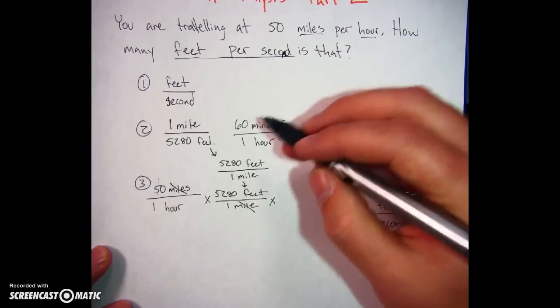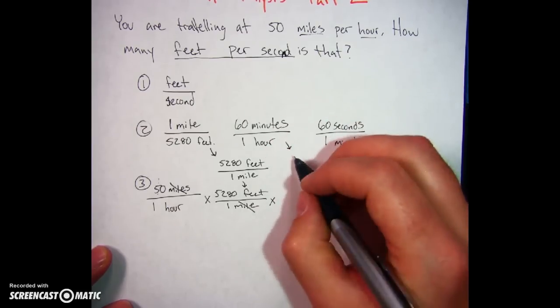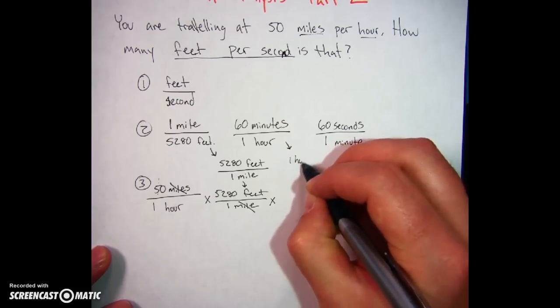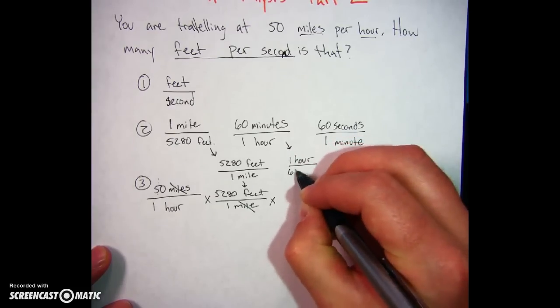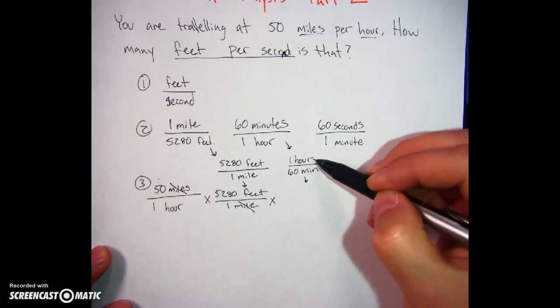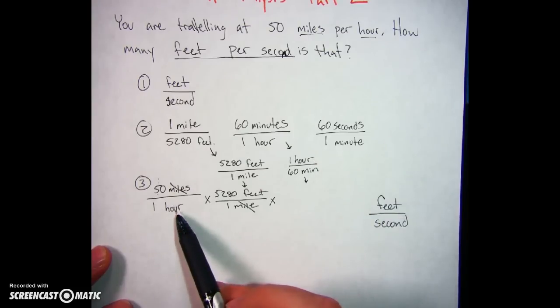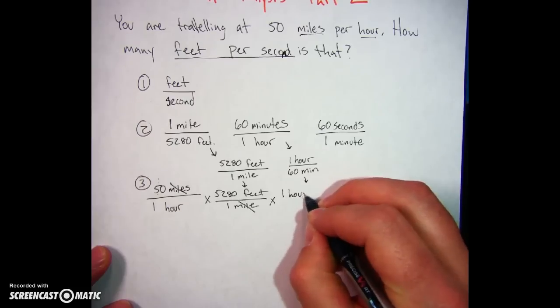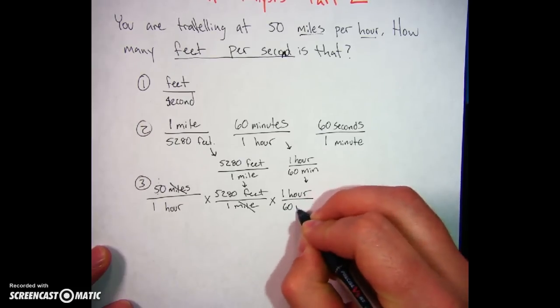60 minutes is the same as 1 hour. They're the same amount of time. So I can just flip that fraction over. I can say 1 hour is the same as 60 minutes. Now I have hours on the top where I want it, so that it'll cancel out with the hours on the bottom over here, and I can write it in. 1 hour over 60 minutes.